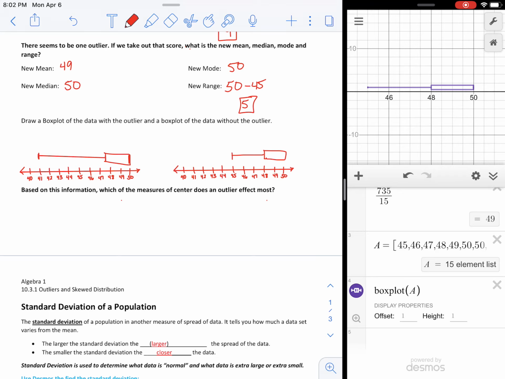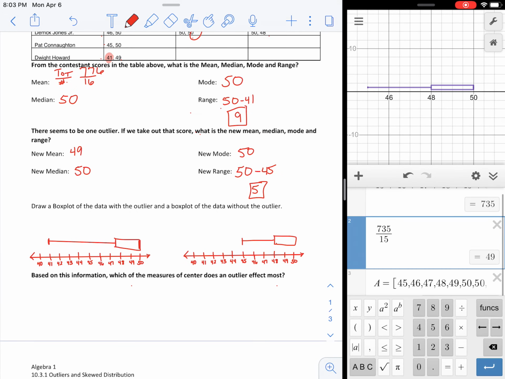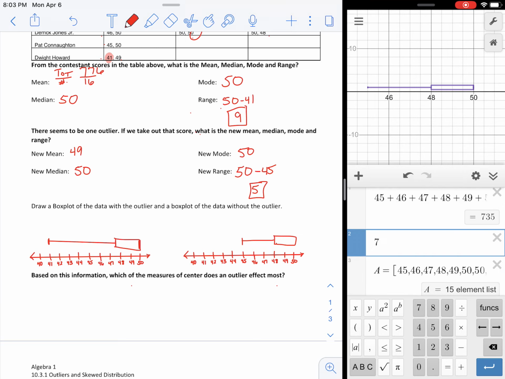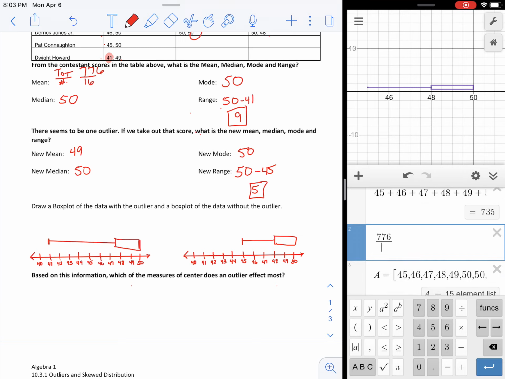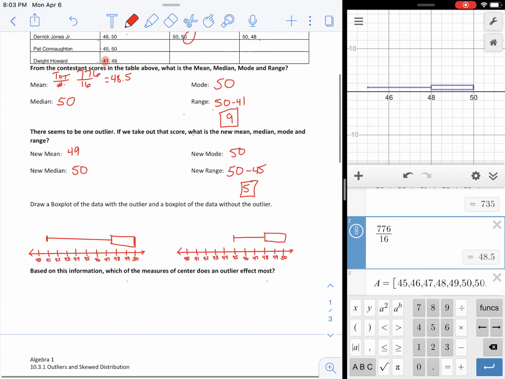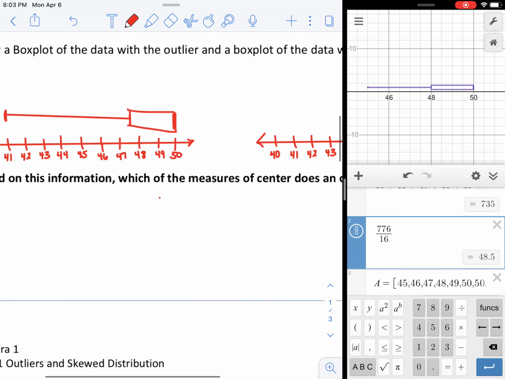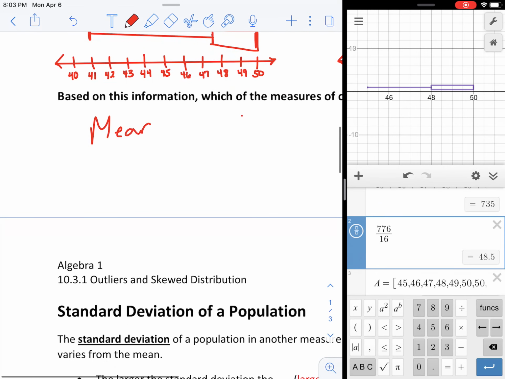Based on this information, which of the measures of center does an outlier affect most? As you can see, the minimum's definitely affected. What even more significantly is affected? We actually forgot to put this in up here. What is 776 divided by 16? I completely passed it up, my apologies. 48.5. So in this particular case, it didn't affect the median, it didn't affect the mode, but it definitely affected the mean and the range. That's what it affects the most: the mean, and even more specifically, the range.